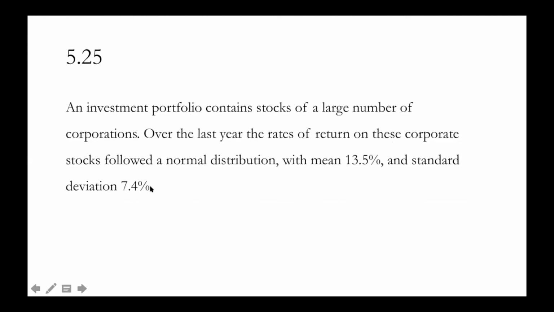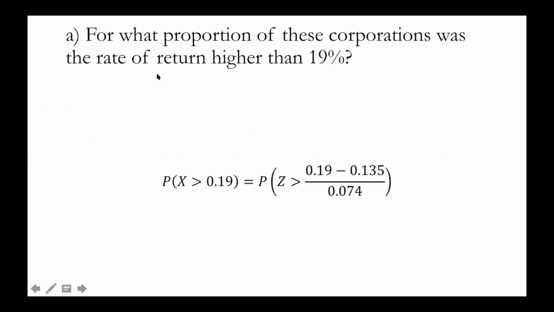Next exercise. An investment portfolio contains stocks of a large number of corporations. Over the last year, the rates of return on these corporate stocks follow the normal distribution with a mean of 13% and a standard deviation of 6.4%. For what proportion of these corporations was the rate of return higher than 19%? So here you want to calculate the probability that X is greater than 19%.